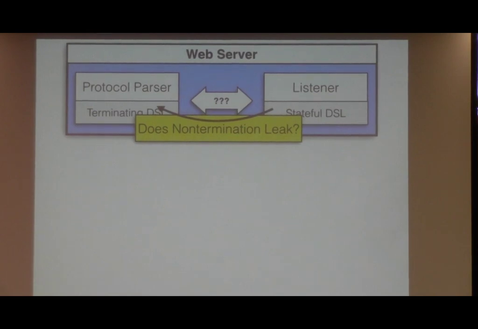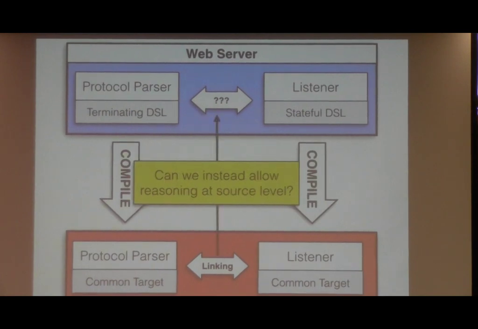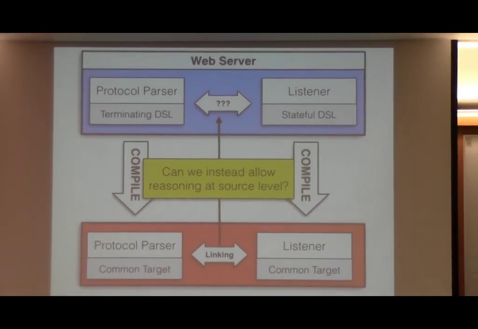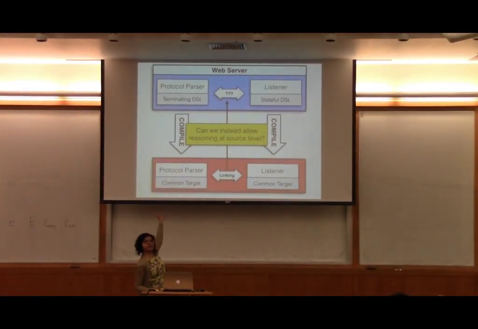Right now, if you wanted to do reasoning like that, how do you do that? If you have embedded DSLs, you're in a host language, so you have to think about the host language. If you have DSLs that are compiled down to a common target, you're compiling these down to some common substrate, and that's where the linking happens. So you have to understand the target language, what the compilers are doing, and linking at the target language in order to reason about whether non-termination is flowing from that component to the terminating component. This is a bad state of affairs, and we want to bring reasoning back to the source level.